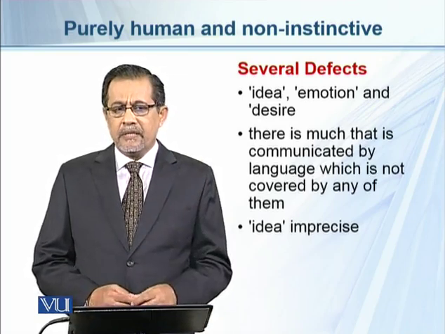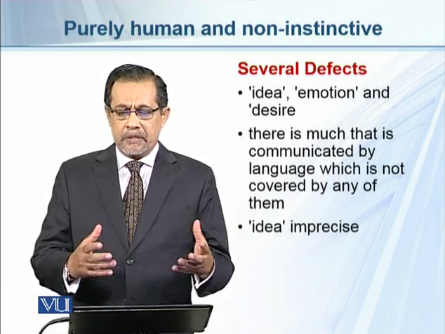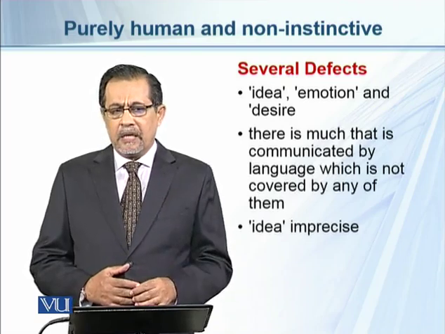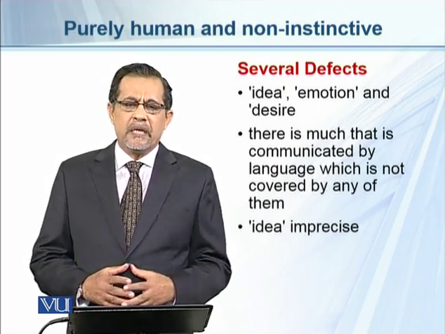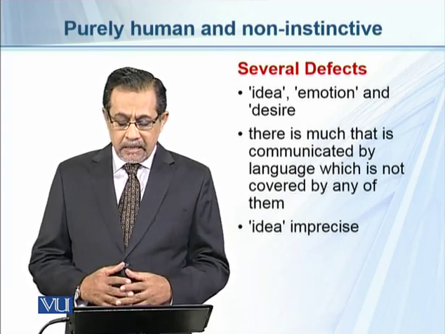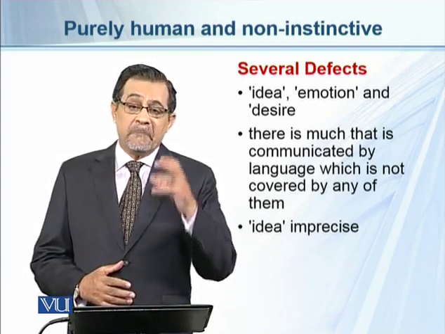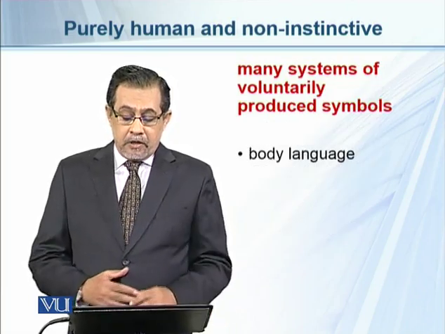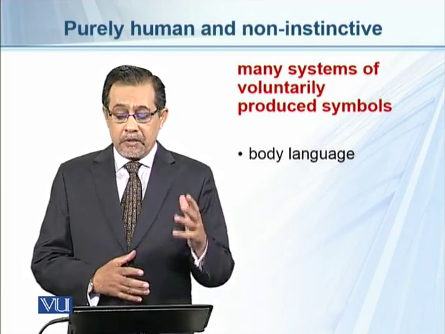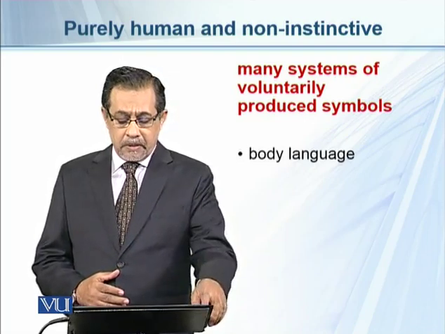If we look at the words idea, emotions, and desire, there is something more that languages convey. For example, this word idea is vague or imprecise. What does it mean? Obviously emotions and desires are understandable, but ideas needs to be precisely defined. So we know that there are certain systems of voluntarily produced symbols, for example, body language, in which we voluntarily produce certain symbols.